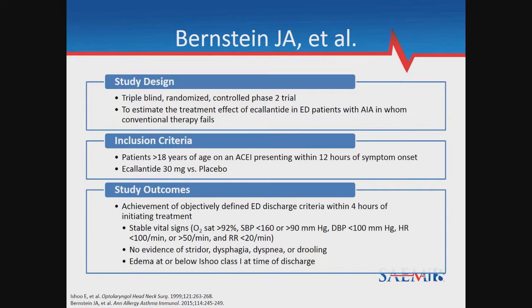So the authors included patients who were adults taking an ACE inhibitor. They came within 12 hours of their symptom onset. They all received conventional treatment. So they all got the steroid, the antihistamine, and the epinephrine. And if they did not have symptom improvement within 2 hours, then they were randomized to receive either icatibant or placebo. The primary study outcome was achievement of discharge criteria within 4 hours of receiving that treatment. And this was defined as stable vital signs, no airway compromise, and a low level of edema in the mouth.